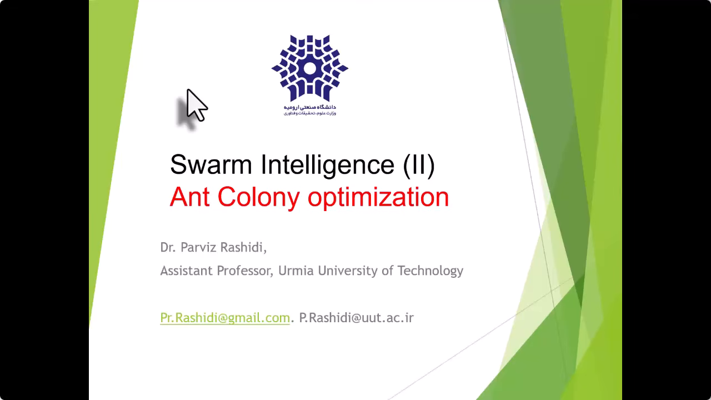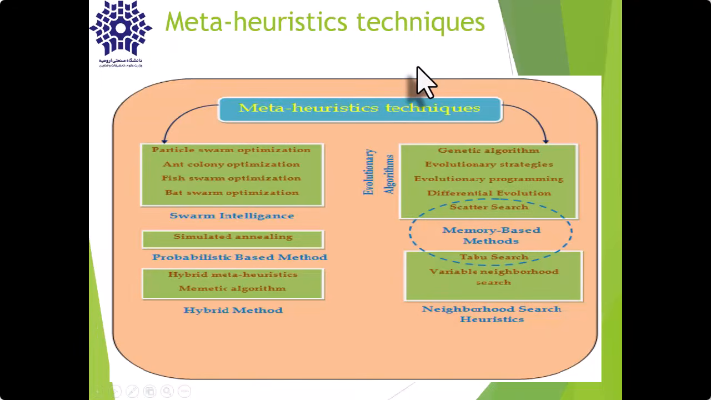Today we are going to talk about ant colony optimization. Ant colony optimization is a meta-heuristic algorithm in the swarm intelligence category. In meta-heuristic techniques or algorithms, we have different categories of algorithms. One category is swarm intelligence.